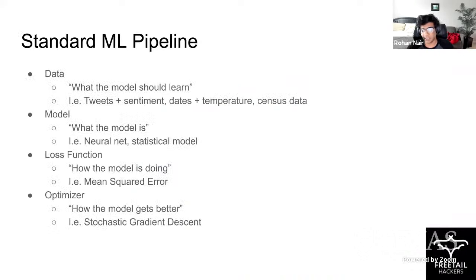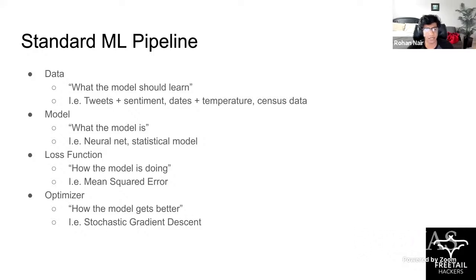So what does a standard ML pipeline look like? You have four different aspects to this pipeline. The first thing you need is the data, which is: what should our model at a high level learn? What is the problem we're trying to solve? For example, are you looking at tweets and trying to classify sentiment? Are you looking at particular dates throughout the year and trying to predict the temperature for that date? Are you looking at something like census data, which is pretty unstructured and has a lot of fields? It's about what you want to do with the data that you've collected and harvested over this period of time.